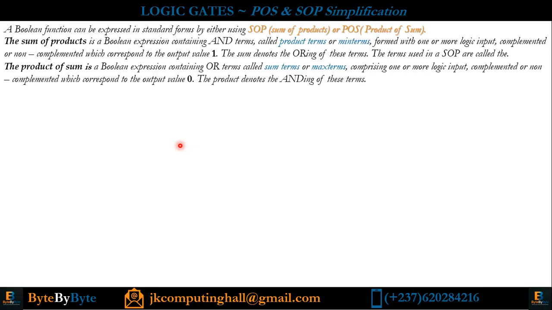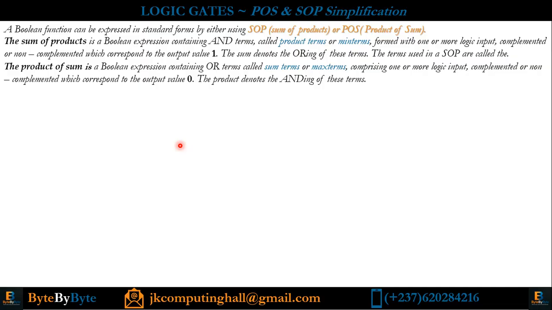Okay. The product of sum is a Boolean expression containing OR terms called the sum terms or the max terms, comprising one or more logic inputs, complemented or non-complemented, which correspond to the output value 0. The product denotes the ANDing of these terms. Okay, guys, let me explain for you to understand better.